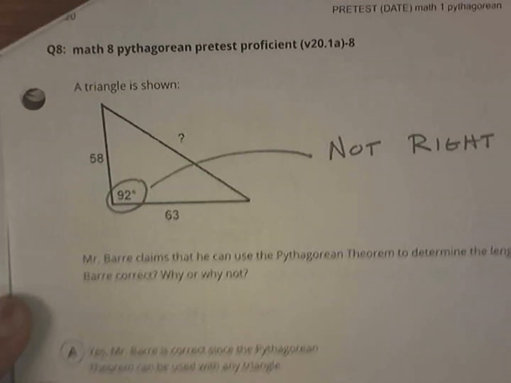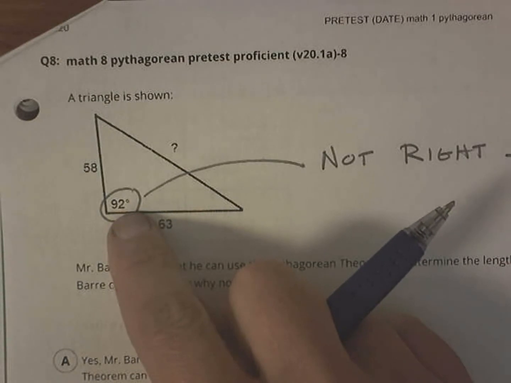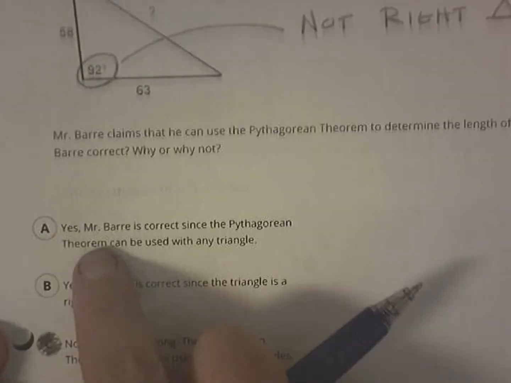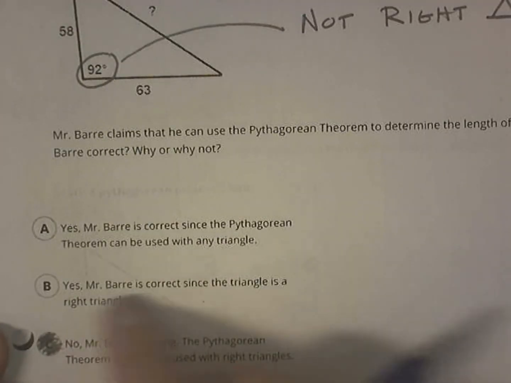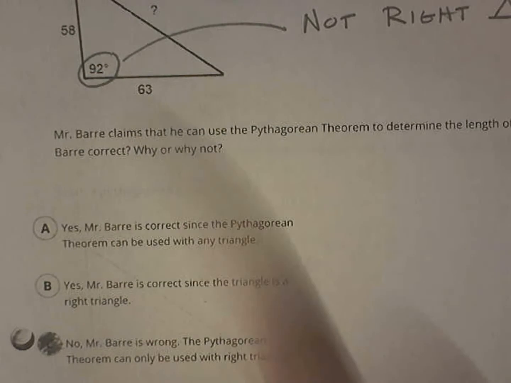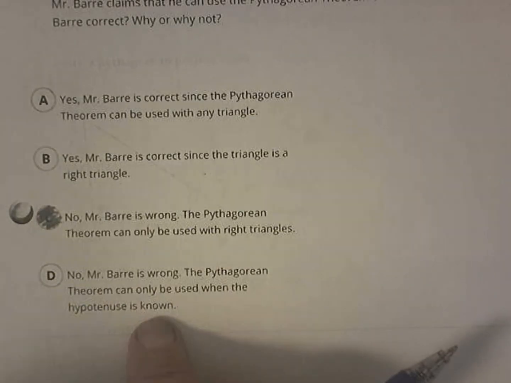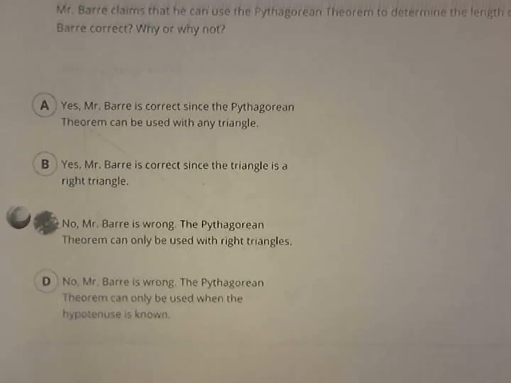Let's see. Here's a triangle. Can I use the Pythagorean theorem? Well, right away I look at that 92 degrees. No, I can't use it. So, yes, Mr. Barr, he can use it. No. Yes, Mr. Barr is correct. No. No, Mr. Barr is wrong. The Pythagorean theorem can only be used with right angles. And that is not a right angle. No, Mr. Barr is wrong. The Pythagorean theorem can only be used when the hypotenuse is known. No. As long as I have a hypotenuse and a leg, or 2 legs, I'm good enough.